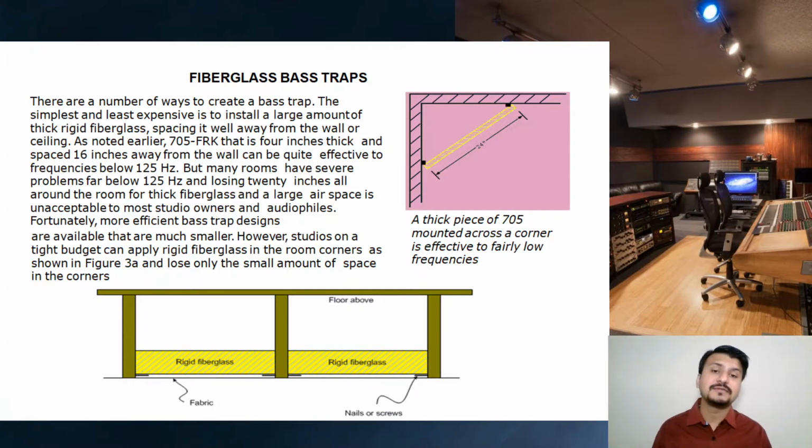But many rooms have severe problems far below 125 hertz, and losing 20 inches all around the room for thick fiberglass and a large airspace is unacceptable to most studio owners and audiophiles. Fortunately, more efficient bass trap designs are available that are much smaller. However, studios on a tight budget can apply rigid fiberglass in the room corner as shown in figure 3a and lose only a small amount of space in the corner.